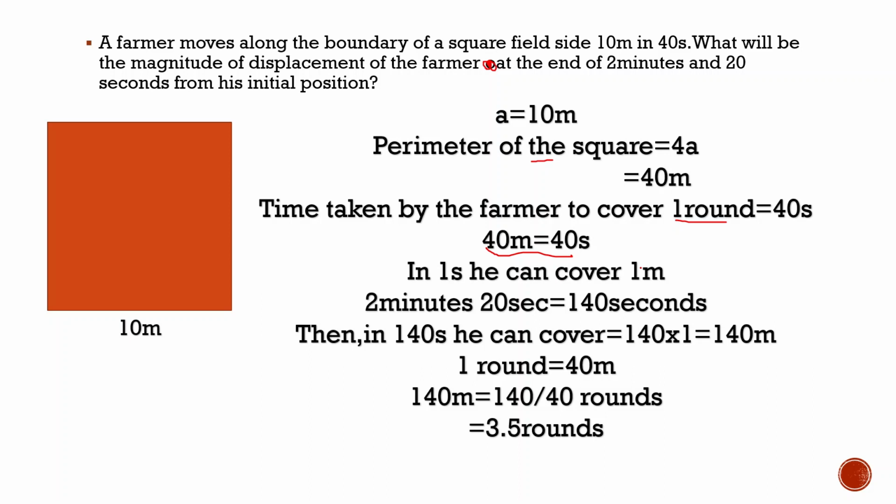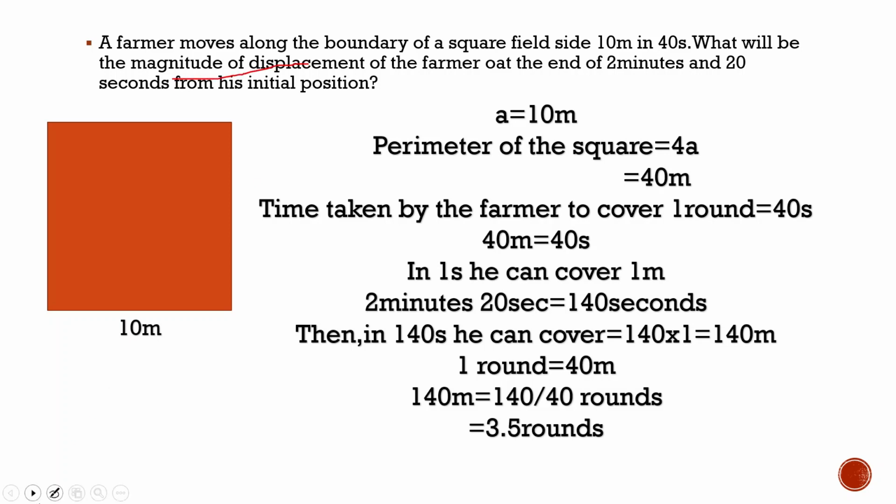One round, that is the perimeter of the square field, is 40 meters in length. Now, 140 meters is equal to how many rounds? 140 by 40. So the zeros will get cancelled. 4 threes are 12 and balance 2. A zero will come down to make 3.5. So 3.5 rounds will be your answer. So now we have got that. Now they are asking the magnitude of displacement.